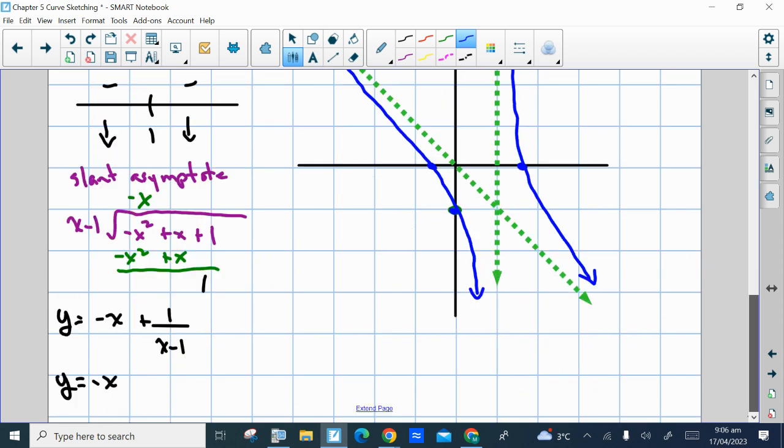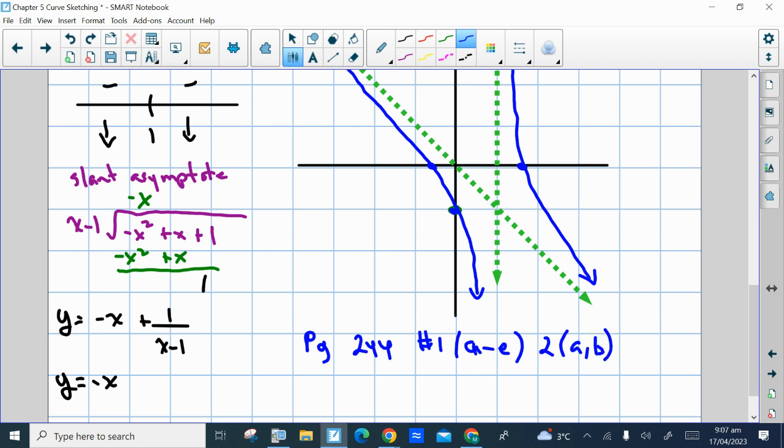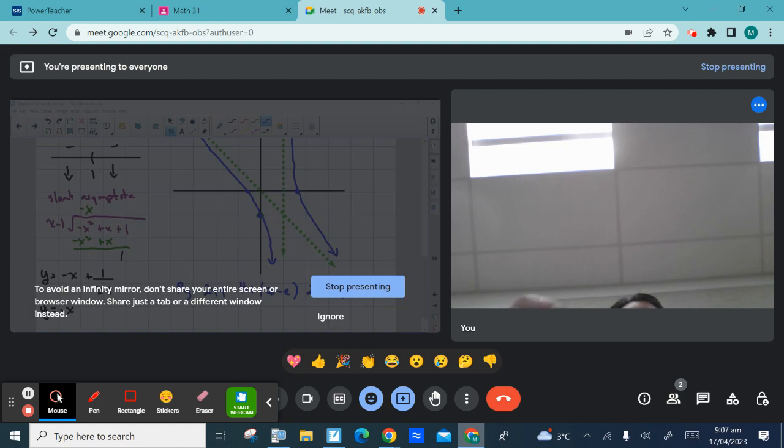So that's it. You should work on for practice page 244, questions 1A through E, as well as number 2, A and B. I will post those solutions to Google Classroom so you can check your answers. So you should make sure that you're doing that for practice.